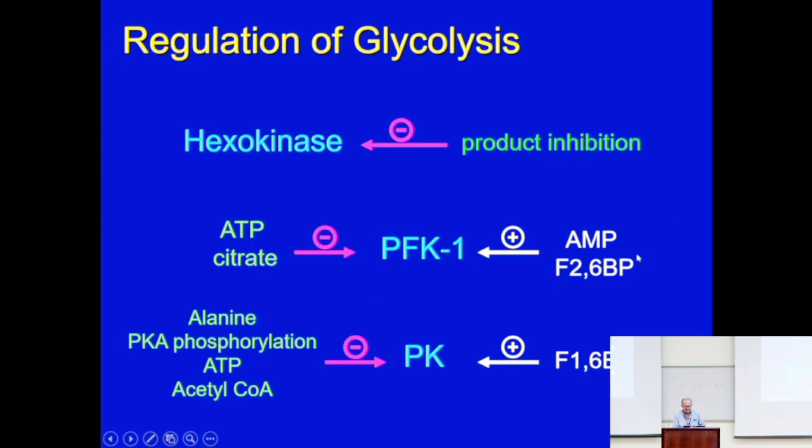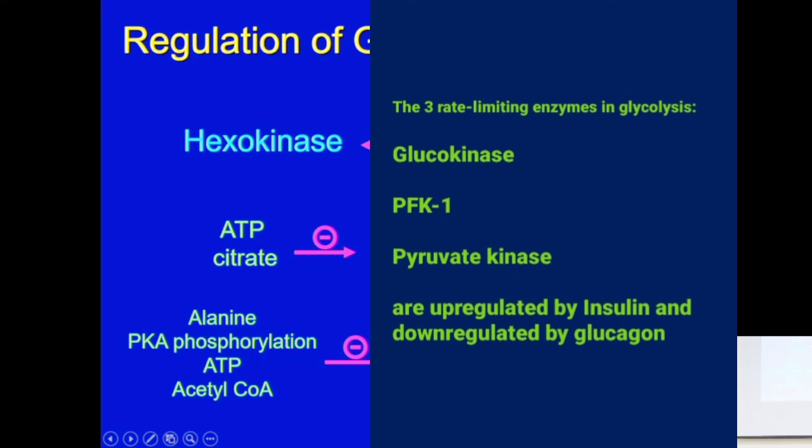PFK1 is activated by AMP and this molecule, fructose 2,6-bisphosphate, and inhibited by ATP and citrate. Pyruvate kinase is activated by the product of PFK1, fructose 1,6-bisphosphate, and inhibited by alanine, ATP, and PKA-dependent phosphorylation, which is dependent on glucagon, activation of the glucagon receptor. Okay? So very important there.